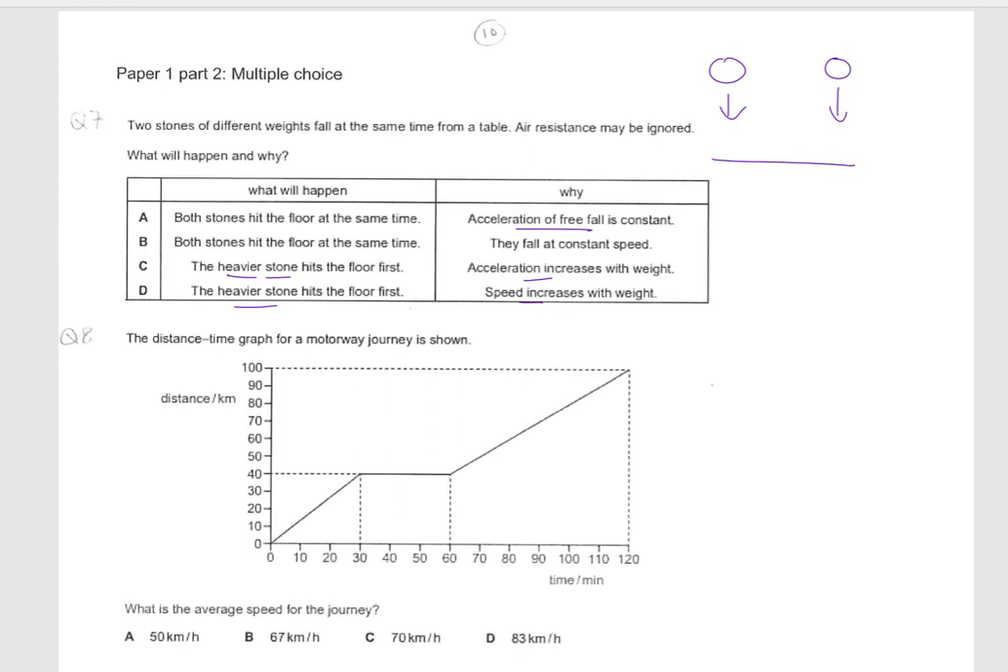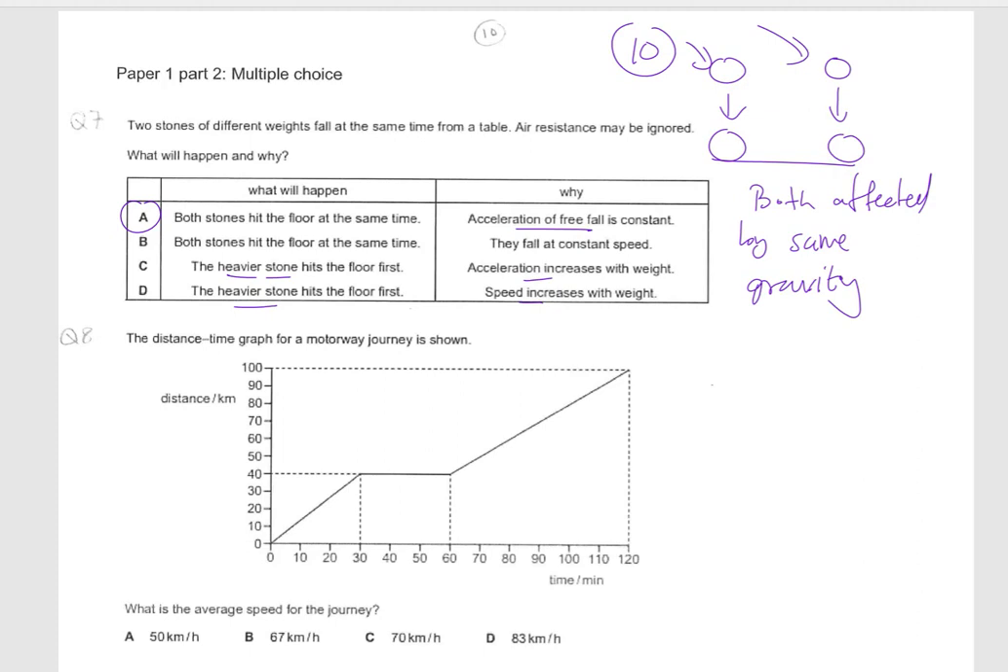Now, the answer in this case is A. Both of them hit the ground at the same time, because the acceleration due to free fall is constant, because both of them are affected by the same gravity. So we know gravity on Earth is 10, so gravity is acting on both of them, pulling both of them down at the same time. So that's why they hit the ground at the same time. Okay, good.